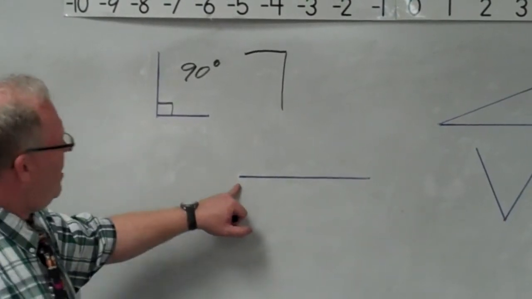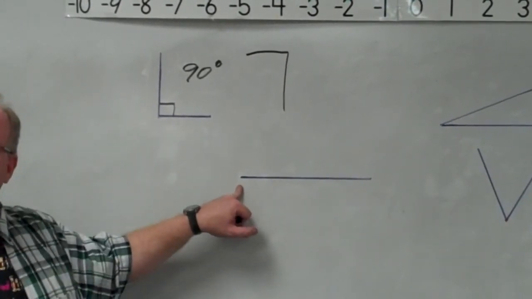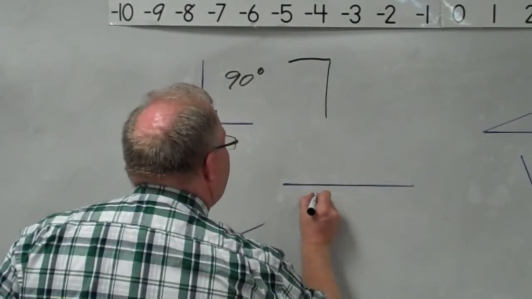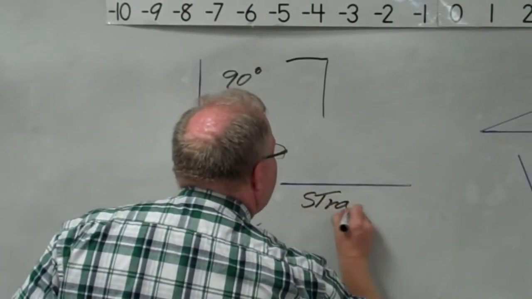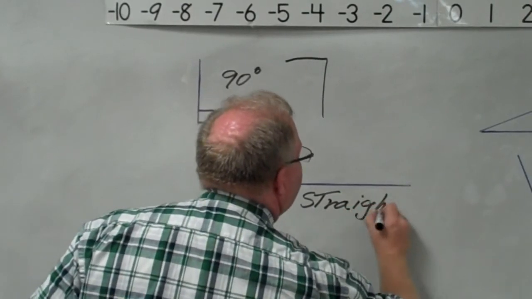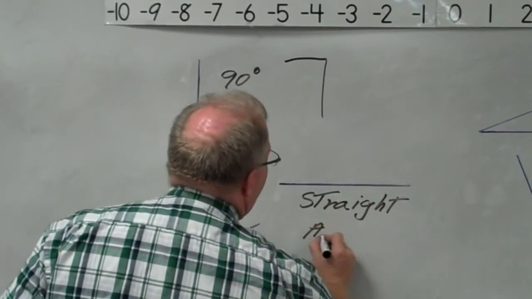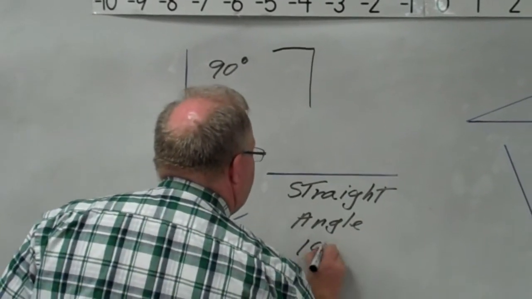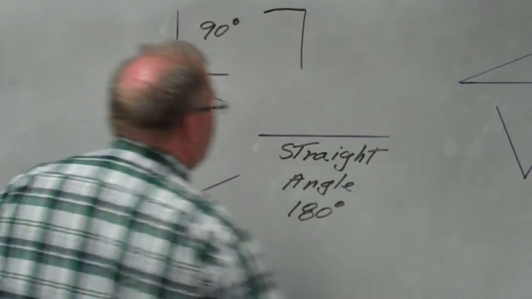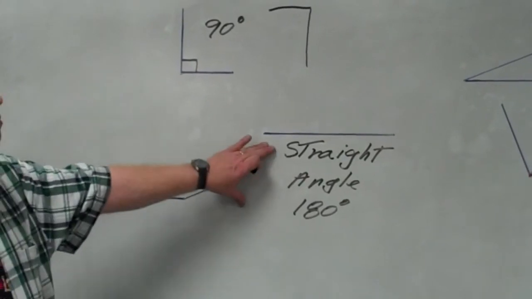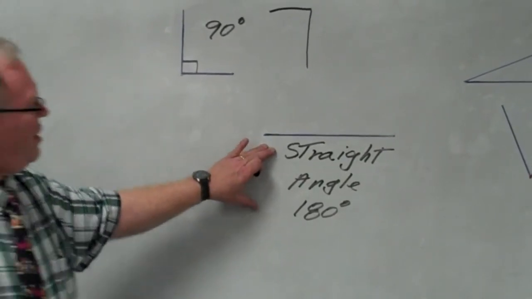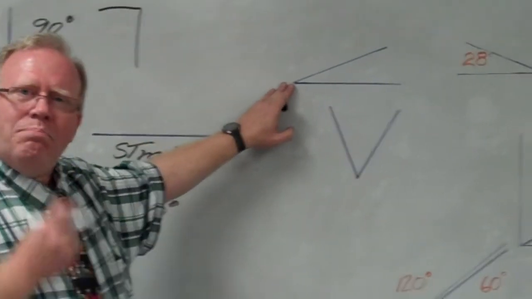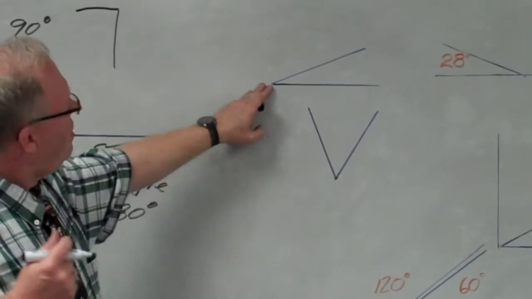Now let's look at this one. Doesn't look like any angle at all, but it is. It is a straight angle. Okay? And a straight angle is 180 degrees. Okay? 180 degrees, that's going to be my straight angle. And we take a look over here, and we go up over here and look at this. What do you think that could be?